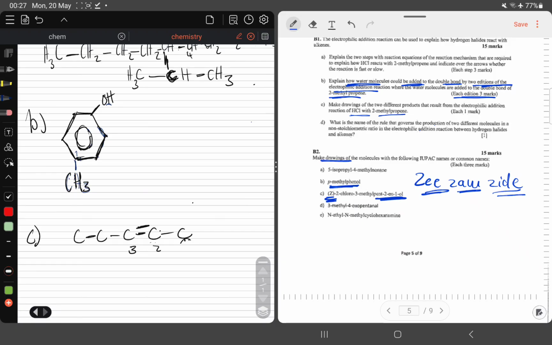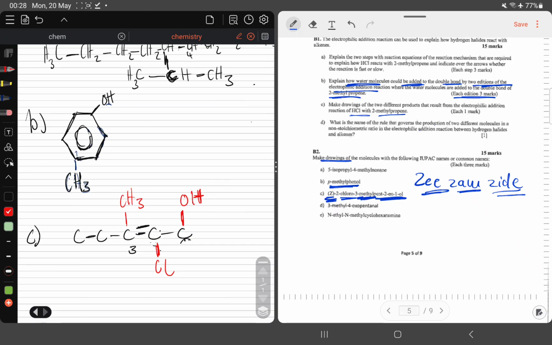And we have 1-ol. So on position number 1, we have an OH because it's a 1-ol. Then what do we have? 3-methyl. On carbon number 3, we have a methyl group there. Either it is at the top or at the bottom, I'm not sure yet. Then what else do we have? 2-chloro. On carbon number 2, we have a chloro here. So it's Cl. And then we are done.